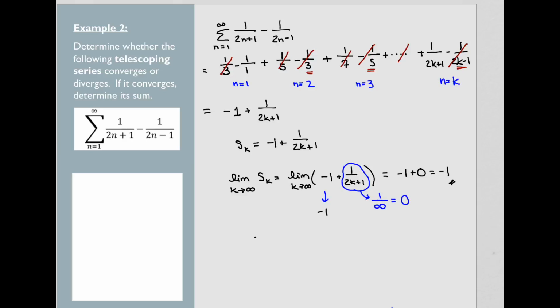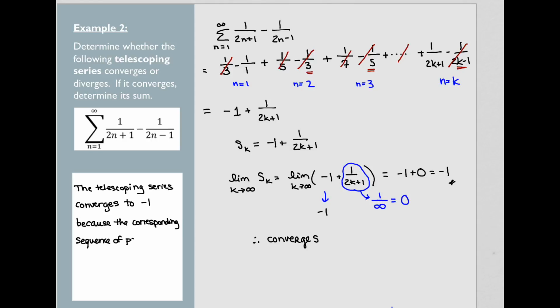That's a finite number, and therefore this sequence of partial sums converges. And what does that tell us? If our sequence of partial sums converges, that means our original series converges. So let's write that down. The telescoping series converges. Not only do we know that it converges, but it converges to negative 1. And this is because the corresponding sequence of partial sums converges.